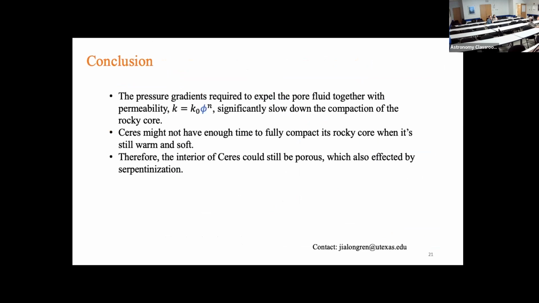I'll just go to the conclusion. So the basic story is this: the pressure gradient required to expel the pore fluid, together with the permeability as a very strong function of porosity (usually this number is 3), significantly slows down the convection of the rocky core.